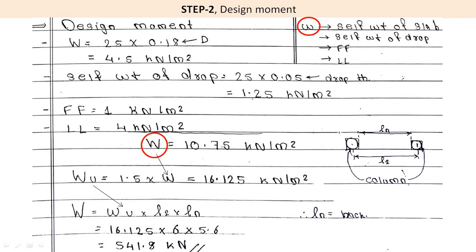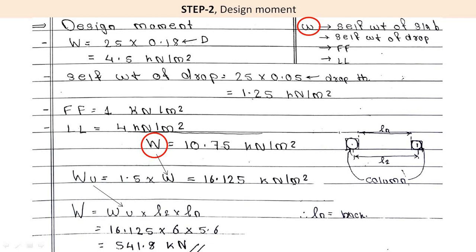So first we will find the self-weight of slab. Self-weight of slab, W is equal to density of concrete 25 into overall thickness or overall depth of this slab, which is 180, so we will convert into meter, 0.18. So we have the self-weight of slab as 4.5 kilonewton per meter square.